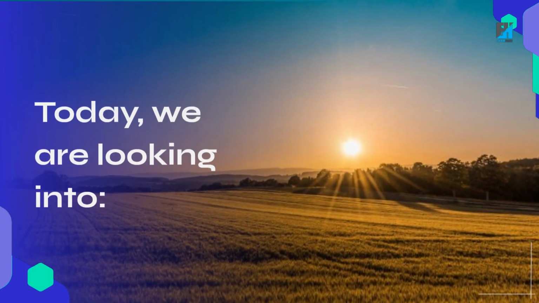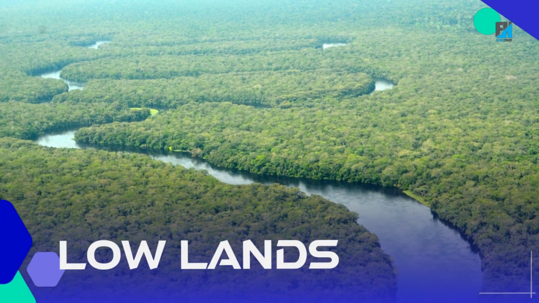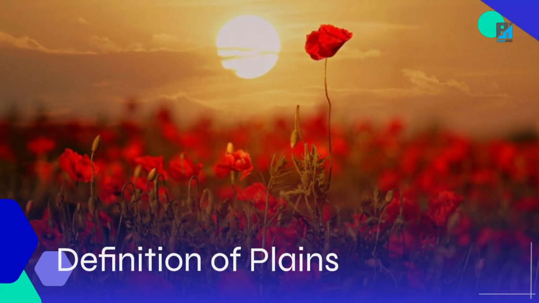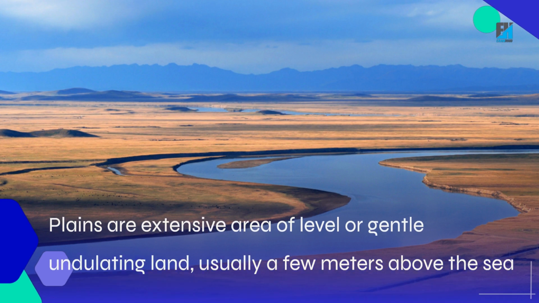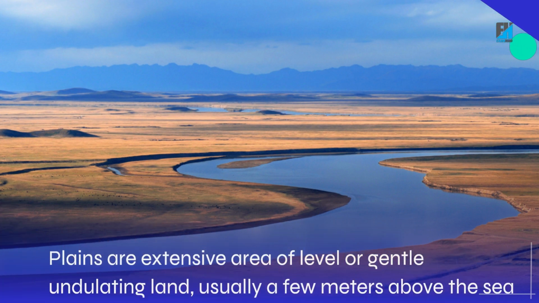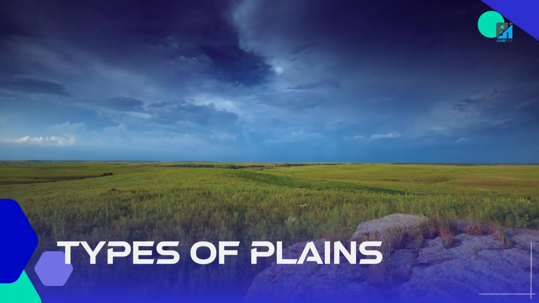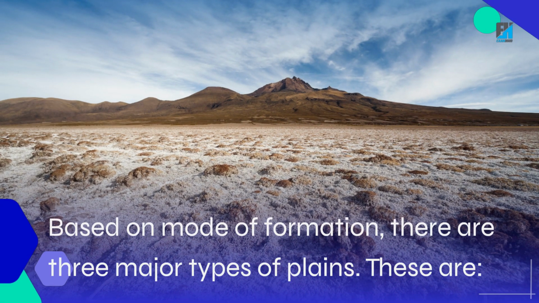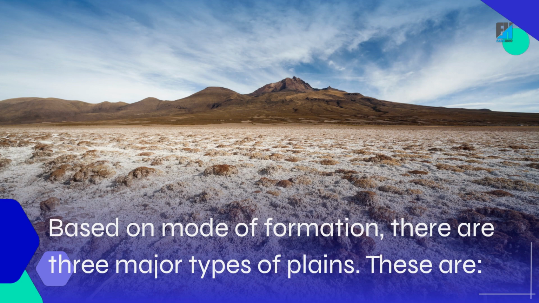Today, we are looking into lowlands. Definition of plains. Plains are extensive areas of level or gently undulating land, usually a few meters above the sea level. Types of plains. Based on mode of formation, there are three major types of plains.